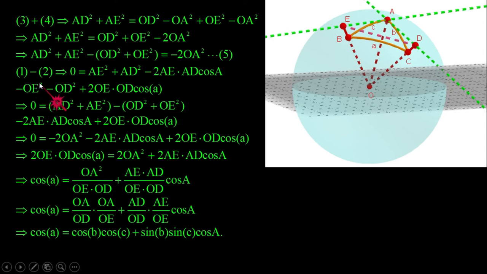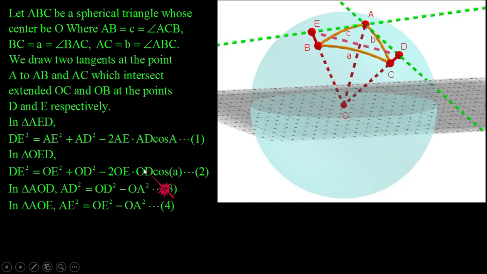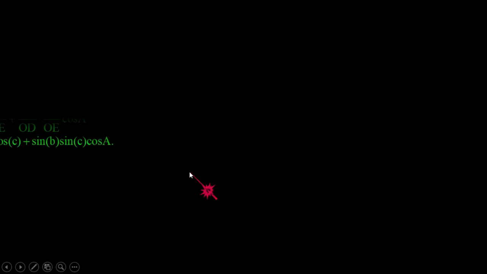Now again subtracting 2 from 1, we get 0 equals AE square plus AD square minus 2 AE AD cos A minus OE square minus OD square plus 2 OE OD cos A. Equation number 1 gives us: DE square equals AE square plus AD square minus 2 AE AD cos A. And subtracting 2 from 1, DE square will be cancelled. So the remaining product is AE square plus AD square minus 2 AE AD cos A minus OE square minus OD square plus 2 OE OD cos A. So I have written it here.